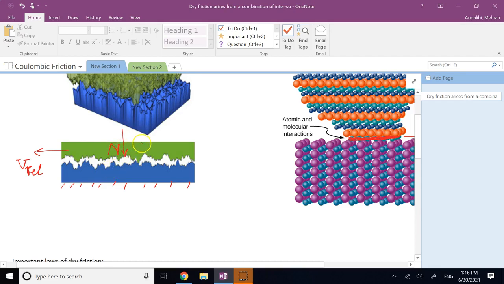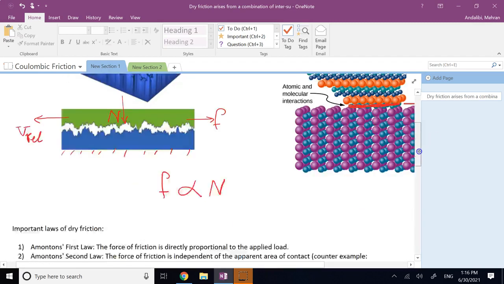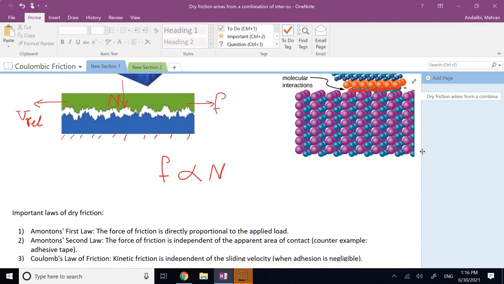So if I call this force applied from the top to the bottom N, which comes from, at least, as I said, the weight of it, then the friction force, if I call this friction force acting on the top object to the right F, this F is proportional to N. Okay? Now, in Coulomb's formula for friction, we assume this proportionality is linear, which means F is equal to some constant times N, and we call that constant mu, or coefficient of friction, whether it's static or kinetic.